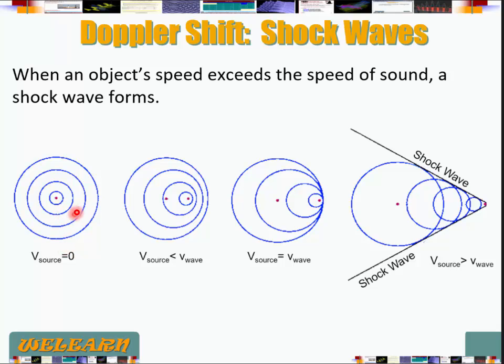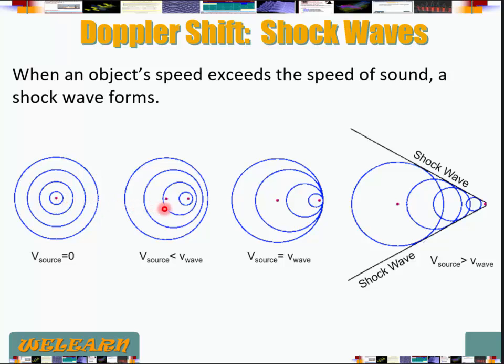If the source is not moving and it's producing waves, the wave fronts are going to make concentric circles. So this is the first one produced. This is the one that was produced after one period, after two periods, after a third period.